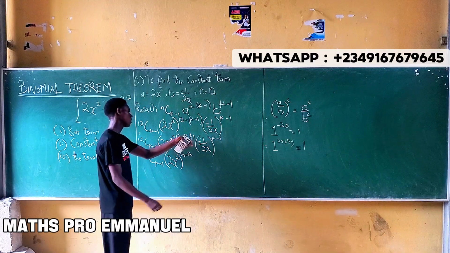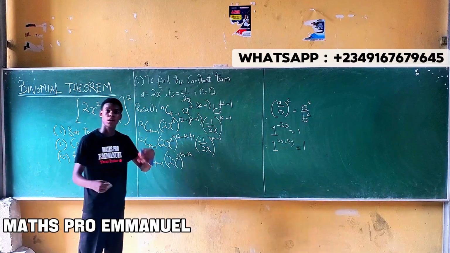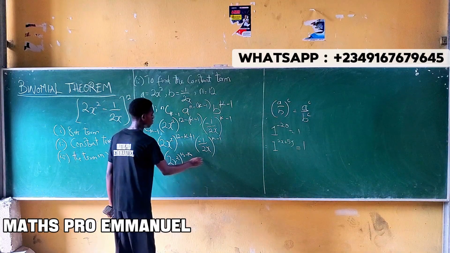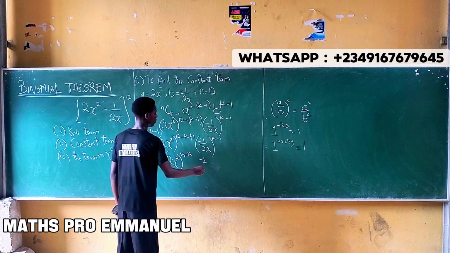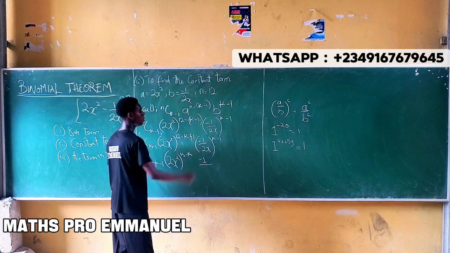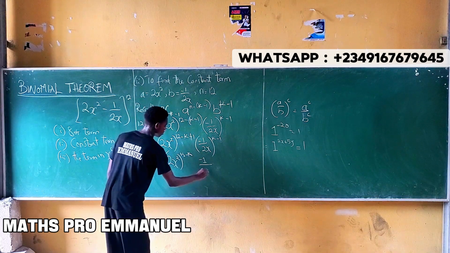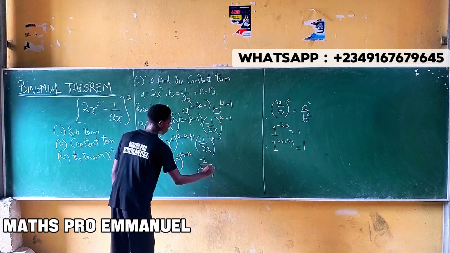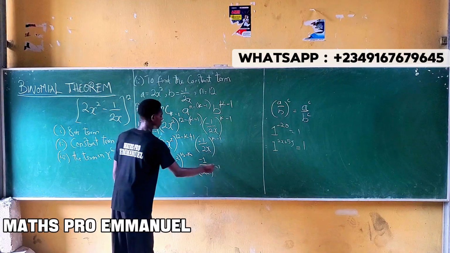So now, minus 1 raised to the power of k minus 1, I'll still have minus 1 as my result. So here I'll have minus 1 all over 2x raised to the power of k minus 1.